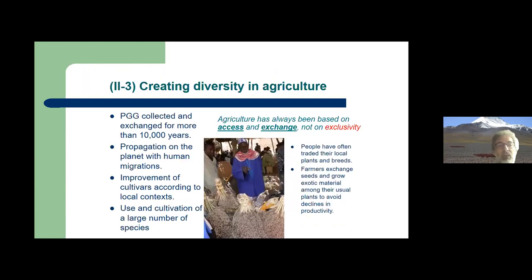But the most important thing about creating diversity in agriculture is that plant genetic resources were collected and exchanged for more than 1,000 years. The propagation went with human migration, with improvement of cultivars according to local context, and use and cultivation of a large number of species. Agriculture has always been based on access and exchange, not on exclusivity. It is only in the last 50 or 70 years that we have developed legal regulations that do not permit the exchange of seed among farmers.